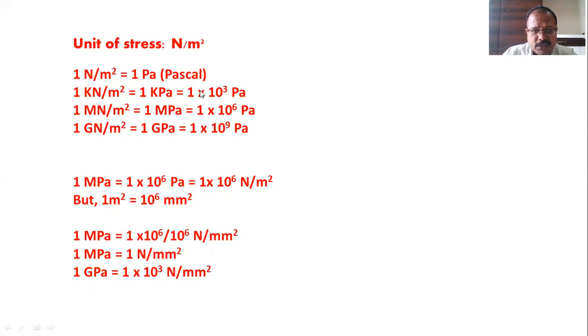That means 10 raised to 6 Newton per meter square, as Pascal is equal to Newton per meter square. But 1 meter square is equal to 10 raised to 6 mm square. So the 10 raised to 6 terms get cancelled out, and we get 1 megapascal is equal to 1 Newton per mm square. Similarly, gigapascal can be obtained. So this is the unit of stress which will be commonly used.